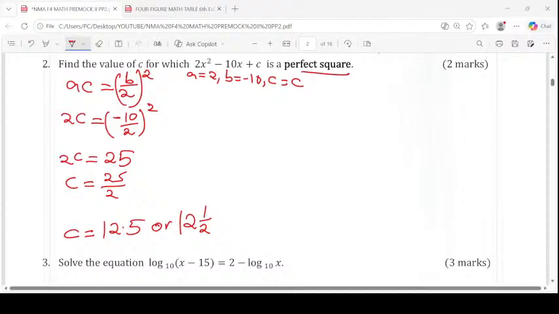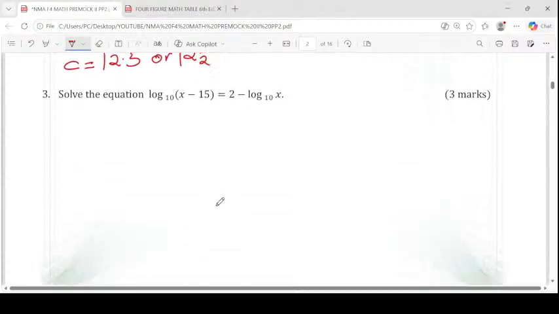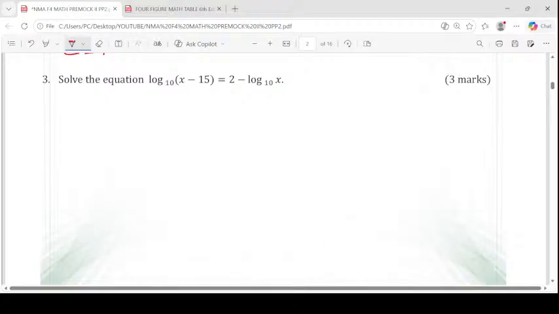You can see how simple mathematics is. All you need is to have a better understanding of the formula in use, then everything will become very simple for you. Allow me now to go to the next question. That is question number 3 of this beautiful paper.